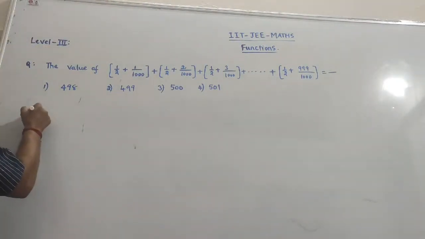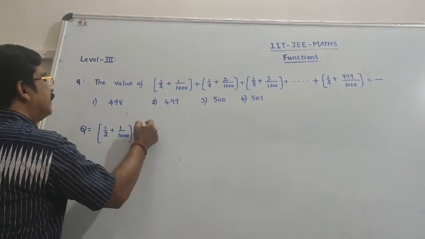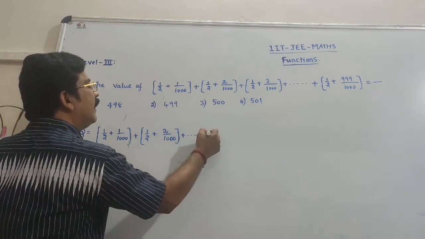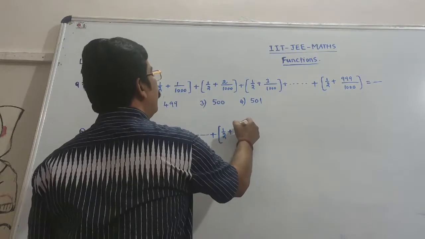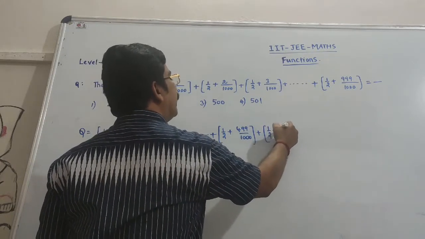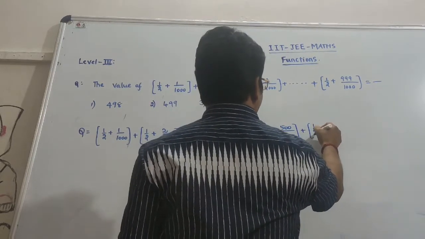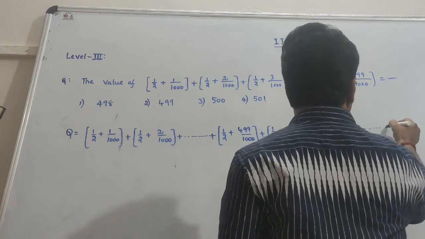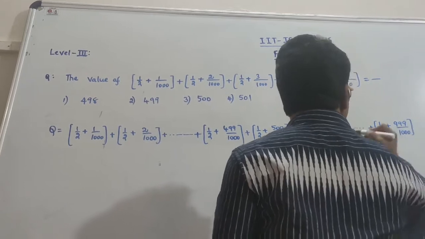Here the expression is equal to box of 1 by 2 plus 1 by 1000, plus box of 1 by 2 plus 2 by 1000, plus and so on, plus box of, we are considering the middle boxes also, 499 by 1000, plus box of 1 by 2 plus 500 by 1000, plus box of 1 by 2 plus 501 divided by 1000, plus and so on, plus box of 1 by 2 plus 999 divided by 1000.